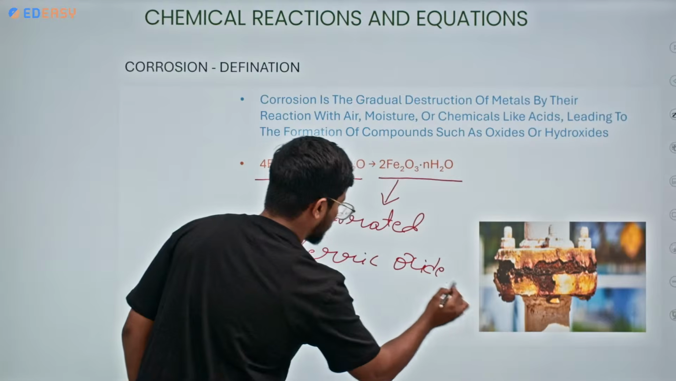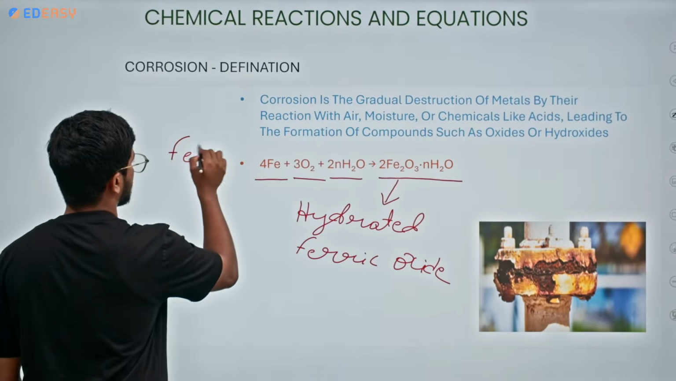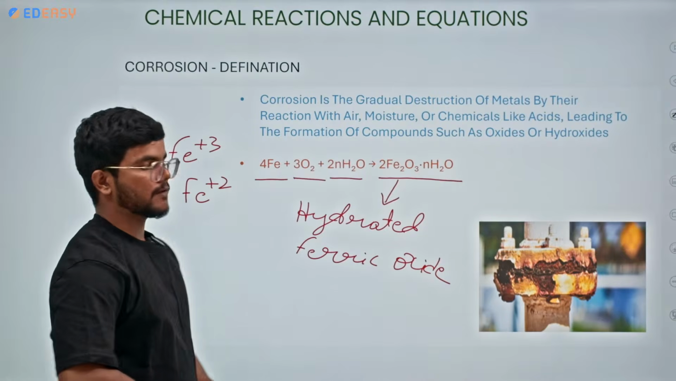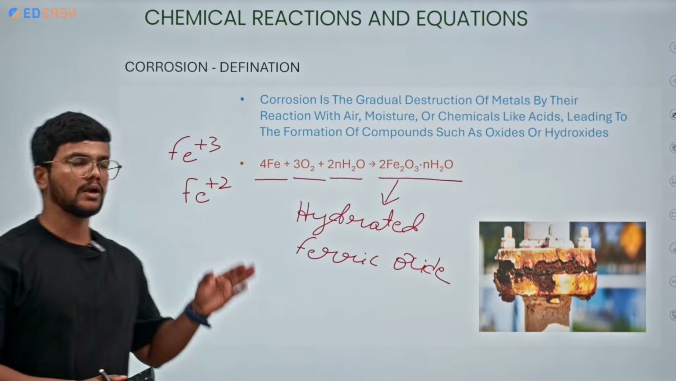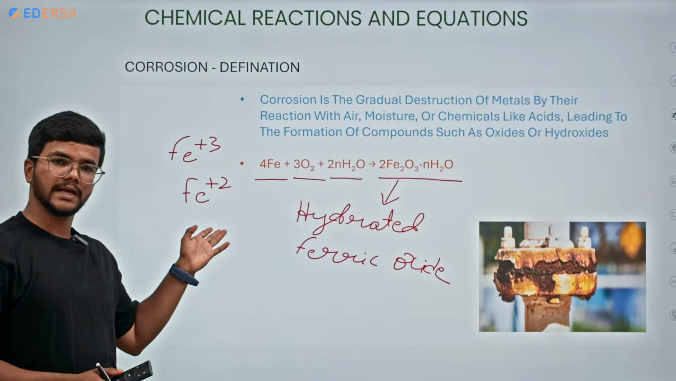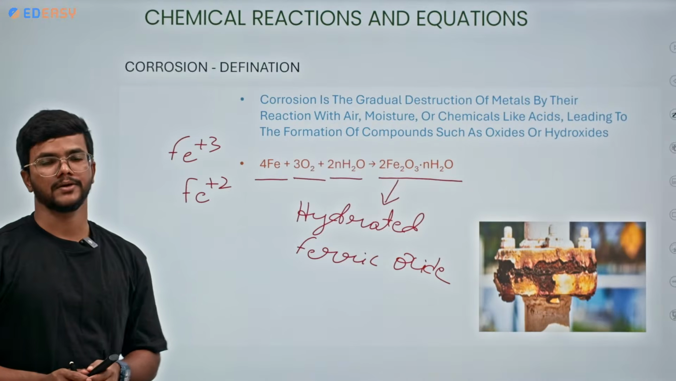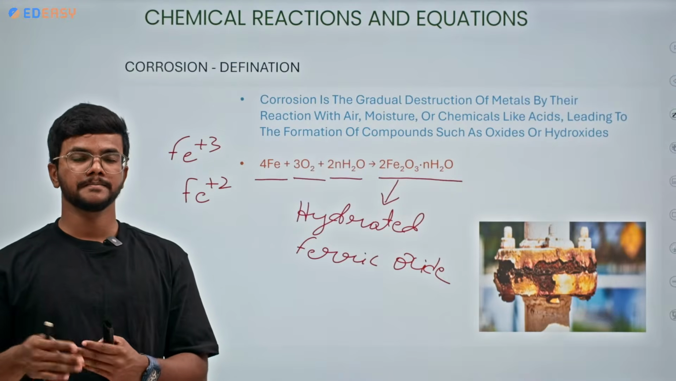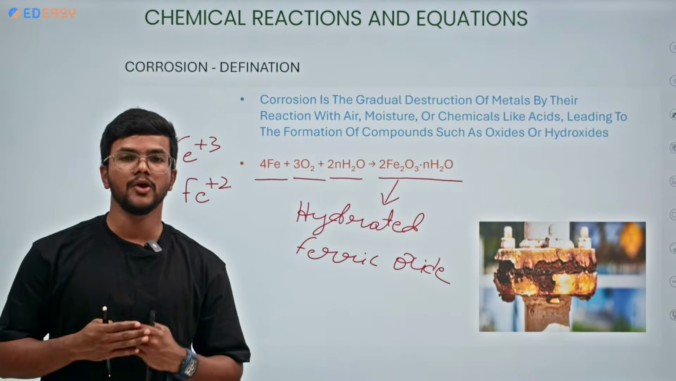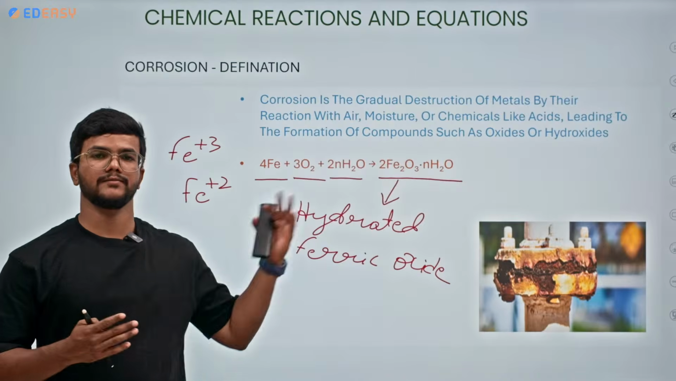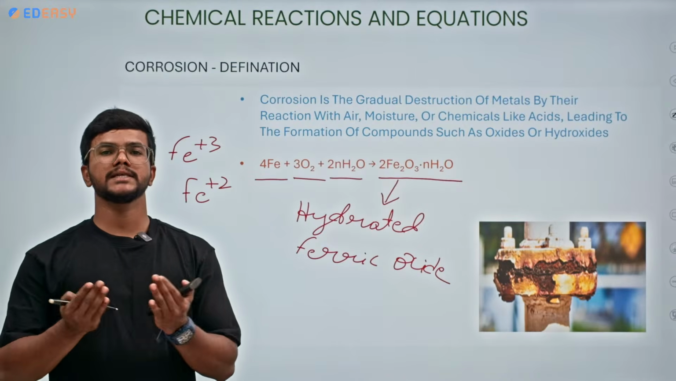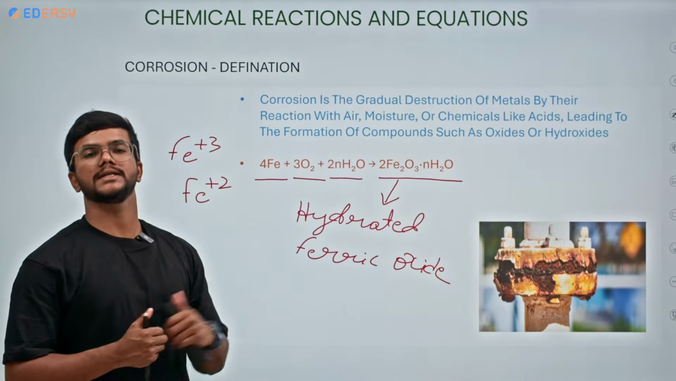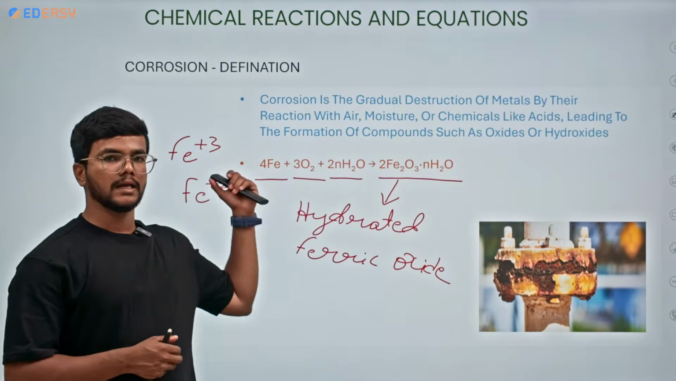What is ferric and what is ferrous? Ferric means Fe plus 3, ferrous means Fe plus 2. If the charge of the iron is plus 3, then it is called ferric. If the charge of the iron is plus 2, it is called ferrous. Hope you understand the corrosion definition. Let me repeat once again. The gradual destruction of metals, which is iron, when exposed to the atmospheric gases, is called corrosion. So this is the first disadvantage of oxidation.